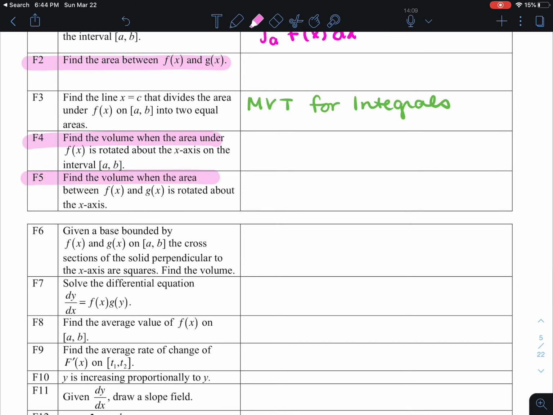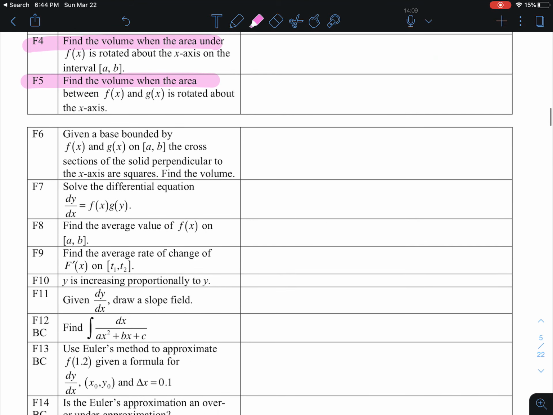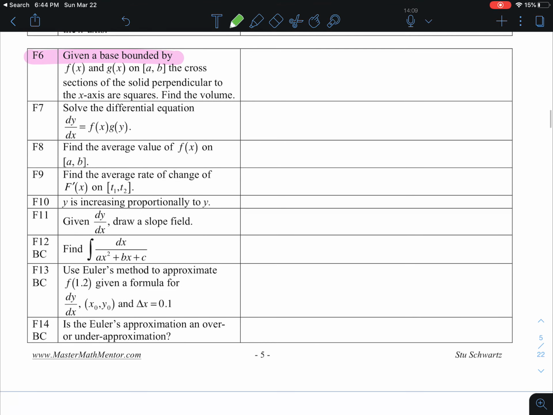That is your pineapple and Play-Doh problems, along with F6 no longer being tested. But when we get to F7, we see something that's familiar, and this is the start of Chapter 7, and one of the videos that I'm asking you to watch this week. Solve the differential equation dy/dx equals f of x times g of y.